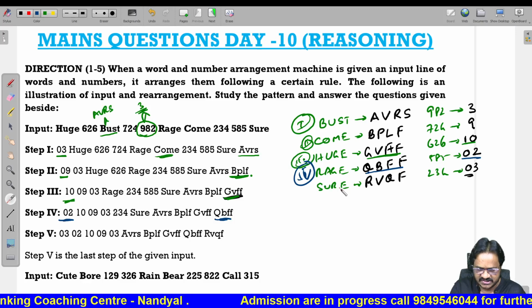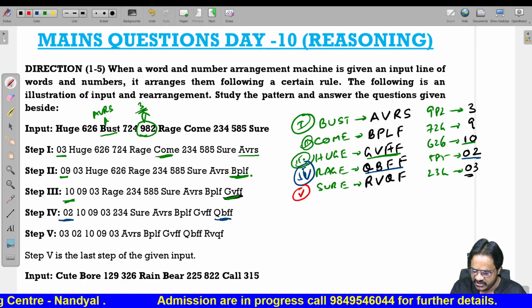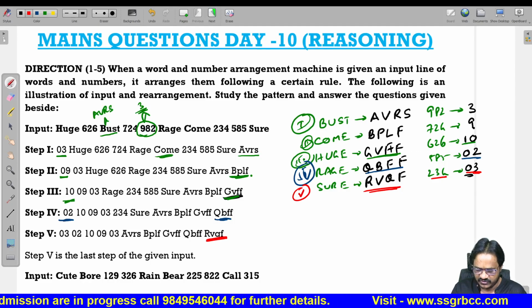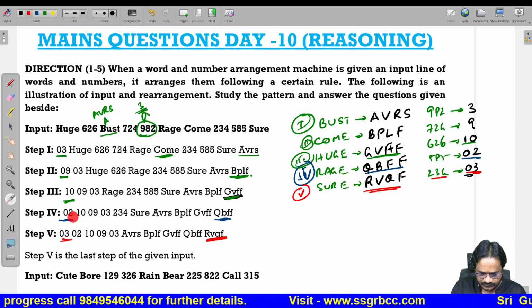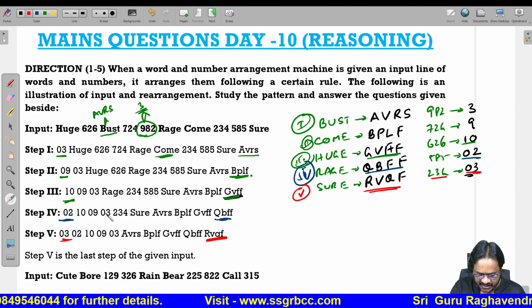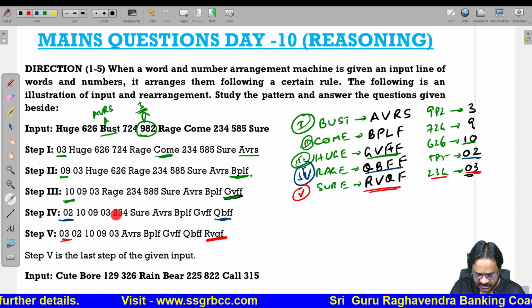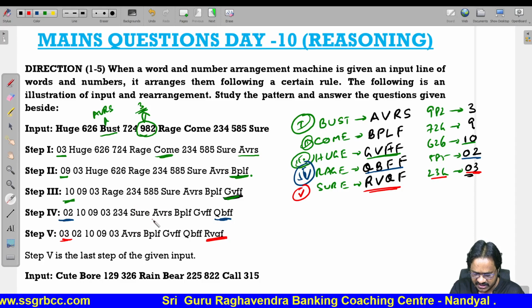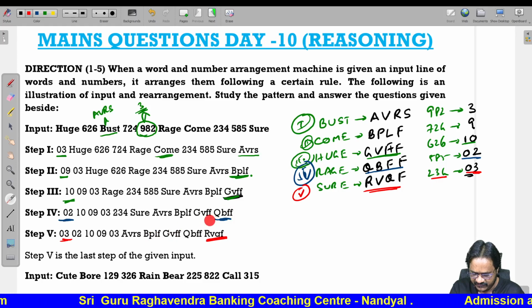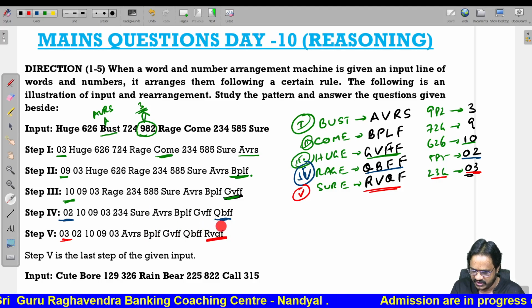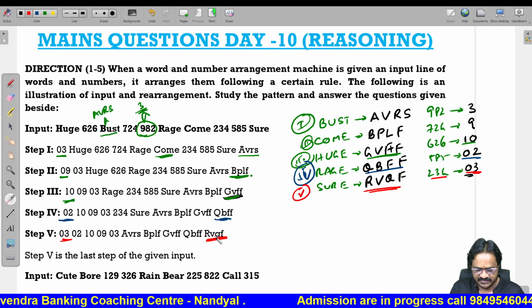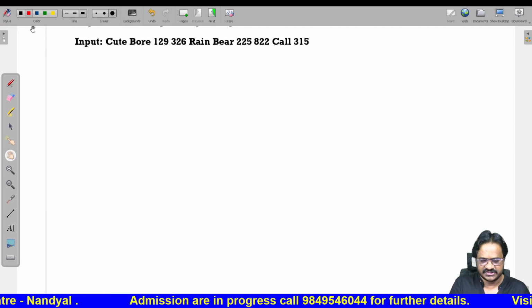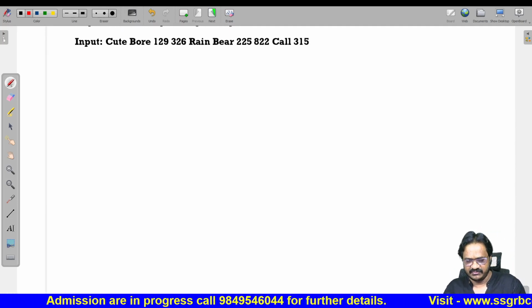Now let us take the last step. So here, what is given in the last step? Instead of sure you can write RVQF. Now the first one, 234, that is 3. So 3, 2, 10, 9, 3. Don't write 234 because 234 itself is becoming 3. Don't write sure; sure should come last. AVRS, BPLF, GVFF, QBFF. Now instead of writing sure, you are writing RVQF. Now this is the last step. So follow the same pattern and try to answer the given question for this input series. Now I am writing the input.